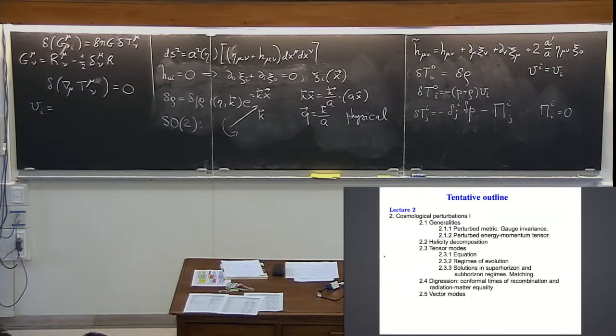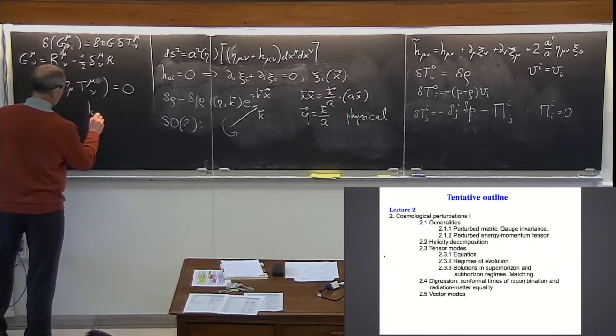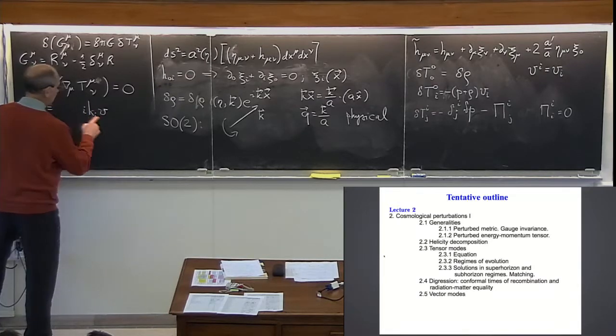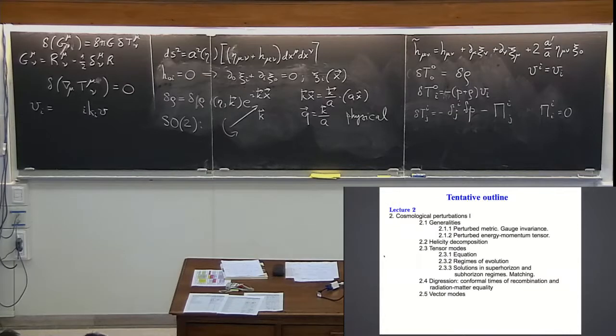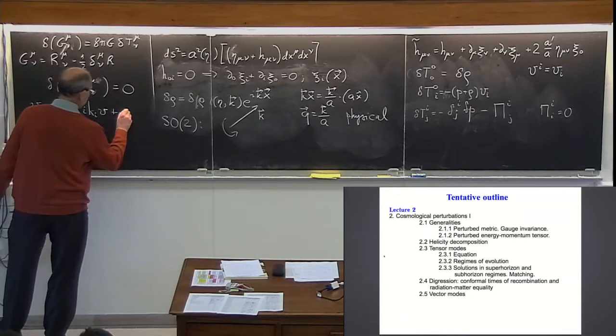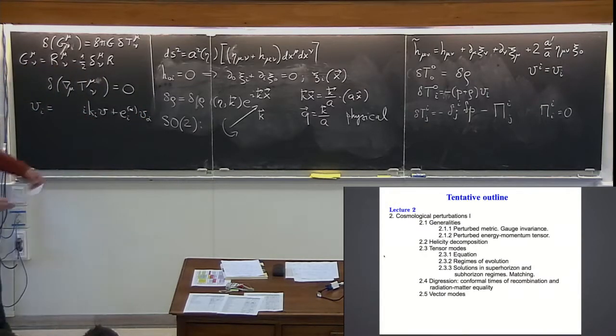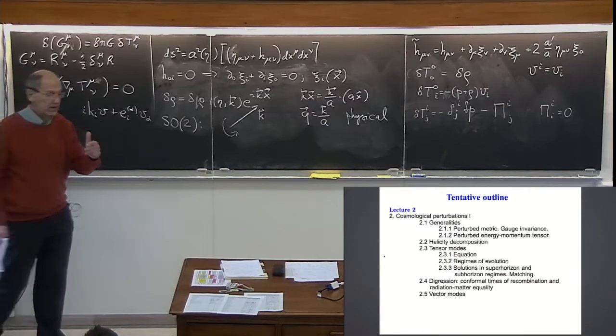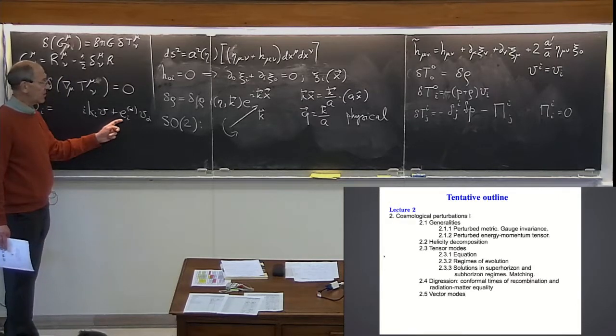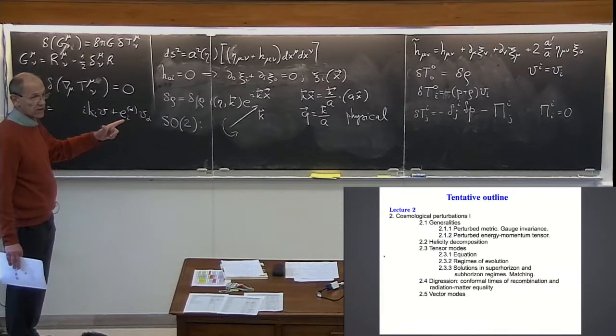a helicity 0 part, which is directed along the momentum. So it's k_i, let me call it i k_i times v, where v is just a scalar, and a part which has helicity 1, right? Which is e_i alpha v_alpha, okay? Where these are just the polarization vectors of a photon, right? These are orthogonal to momentum, orthogonal to each other, and unit vectors, right?